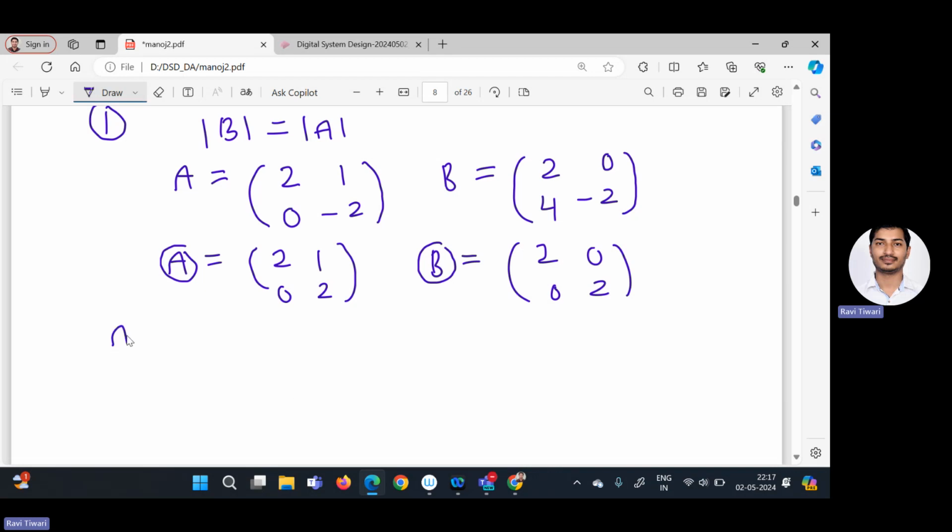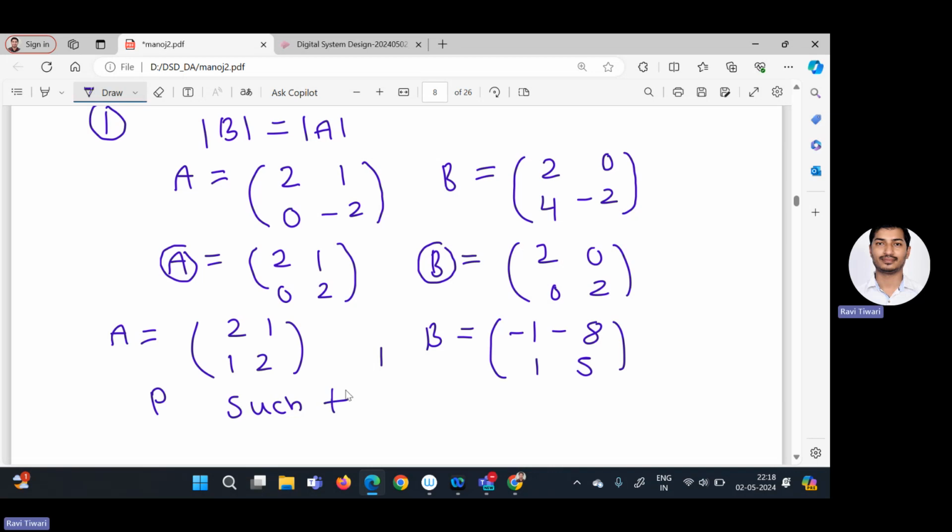For example, suppose A equals 1, 2, 1, 2 and B matrix equals minus 1, minus 8, 1, 5. Suppose we are asked to calculate a non-singular matrix P such that B can be written as P inverse A P. So how do we calculate this P matrix?